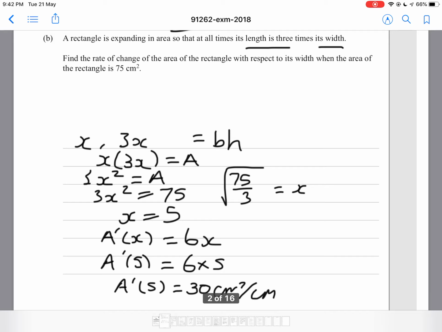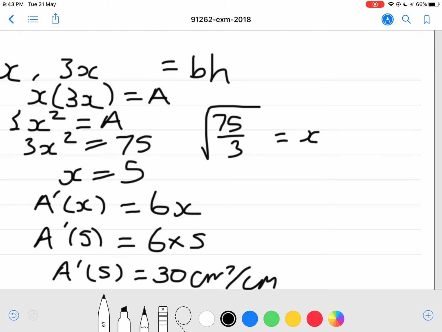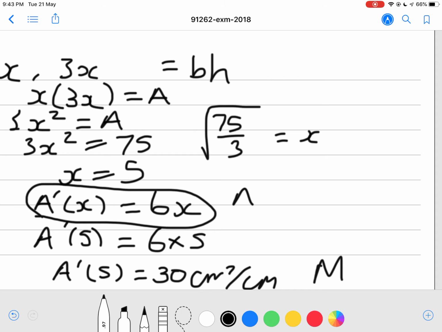So if I increase x by 1, then the area will increase by 30 centimeters squared. So if I make x equals 6, then it will increase by 30 centimeters squared. So basically that's how fast it's changing if I increase x by 1. Getting all the way here will get you a merit grade, finding the rate of change. To get achieved, you're finding the expression for A dash of x.